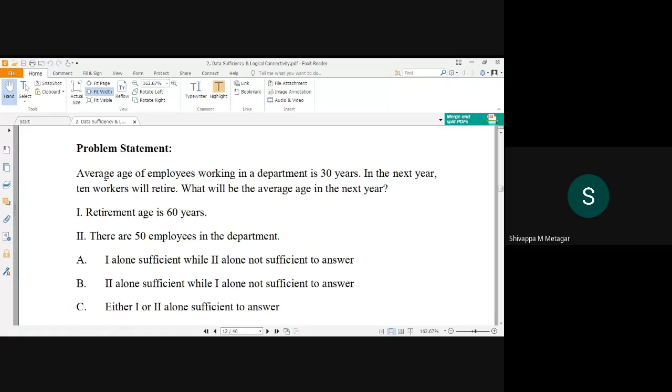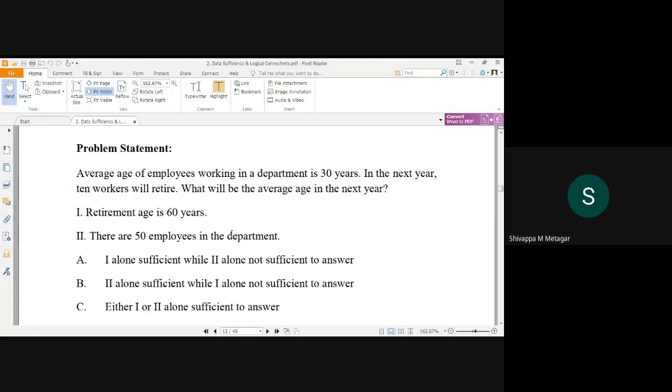We have to use the values given in the problem statement as well as the values in these statements. Here the average age of employees working in a department is 30 years. In the next year, 10 employees will retire. What will be the average age in the next year? The first statement says the retirement age is 60 years. The second says there are 50 employees in the department. Can you find the solution using these?